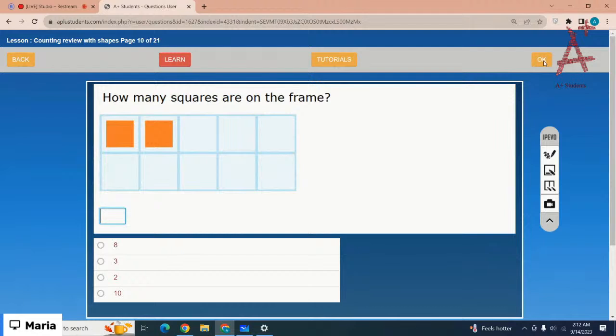How many squares are on the frame? Yes, that is only, there are only 2 squares. Very good. The correct option is 2.